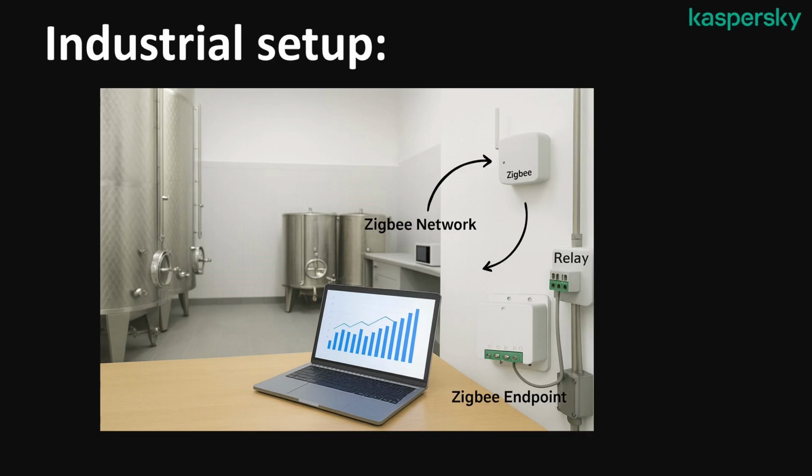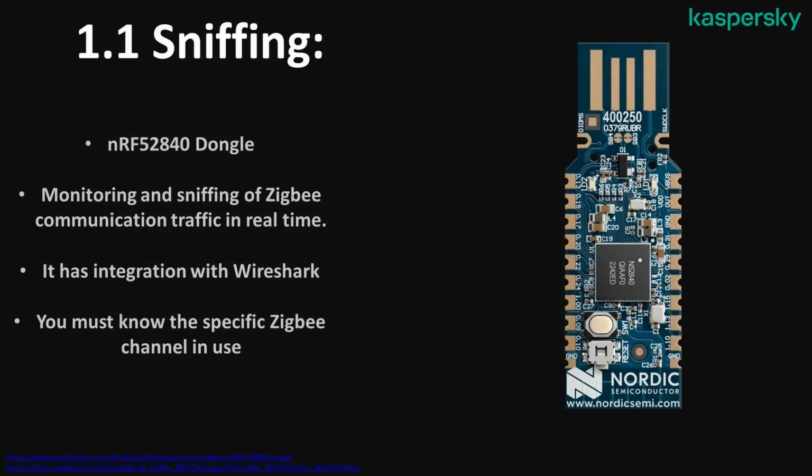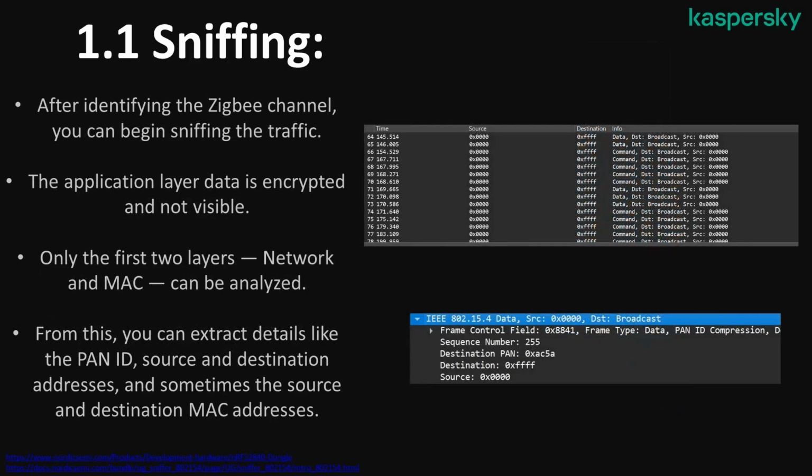Now, for our strategy, as in any radio assessment, first you need to start sniffing the traffic. How can you do it in ZigBee? Very easy. You just need to buy this dongle from Nordic. It's called an nRF52840. It's very cheap. There is special firmware you can flash, then use Wireshark, and you can start sniffing. But before you sniff, you should choose the channel, because we said we have from 11 to 26. How can you choose the channel? Easy. Just change the channels one by one until you get to the channel with traffic.